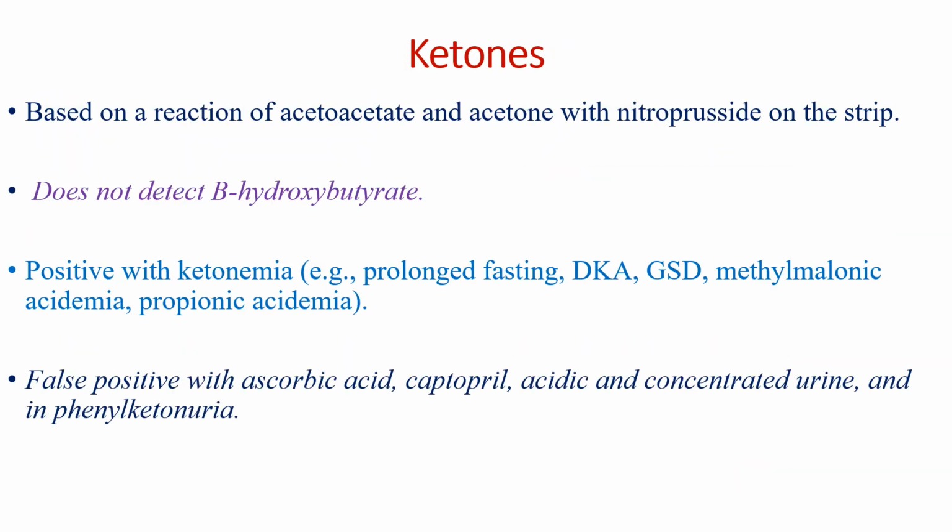Based on a reaction of acetoacetate and acetone with nitroprusside on the strip, we measure ketones. Urine ketone measurement does not detect beta-hydroxybutyrate, it only detects acetoacetate. A positive result indicates ketonemia, due to prolonged fasting, methylmalonic acidemia, propionic acidemia, and the like. False positives are caused by ascorbic acid, captopril, acidic and concentrated urine, and phenylketonuria.